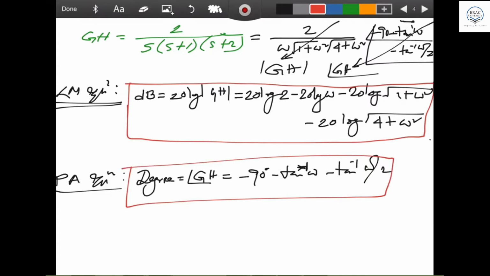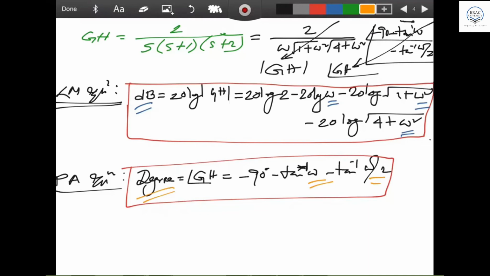I think you understand how I got it, because log of A by B is log A minus log B, and log of A, B, C is log A minus log C, like that. You can expand it and get dB versus omega and degree versus omega. These equations give you two curves, and those two curves we have to plot next.